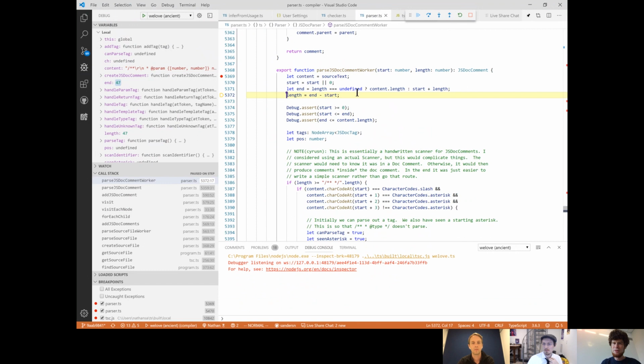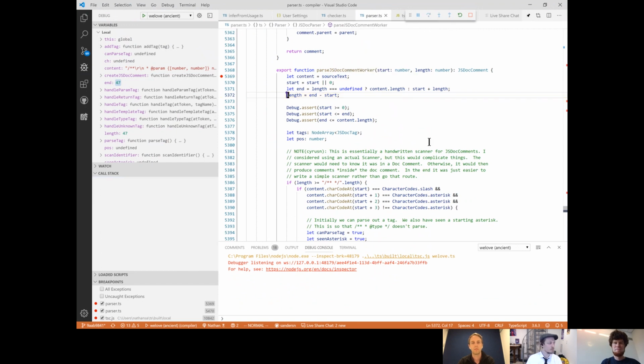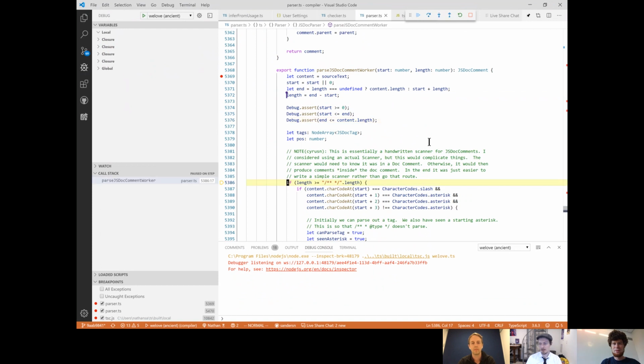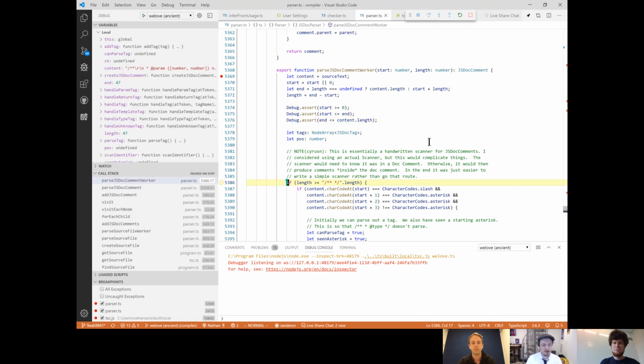I'm confused here already. Start 0. Oh, yeah, right. This is the start of the full comment, right? Yeah, there's no other source text. So the very first character is in fact the JSDoc. Okay. Some asserts, blah, blah, blah. This is not super interesting. Okay. I'm always interested in this.